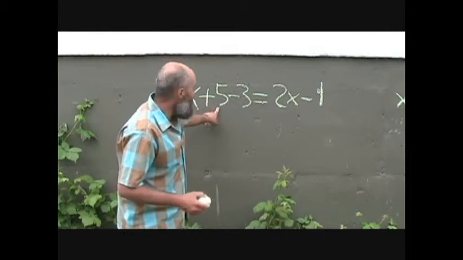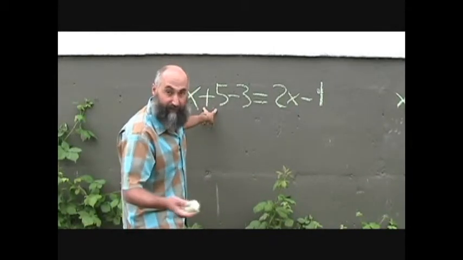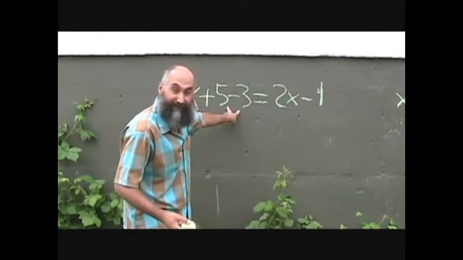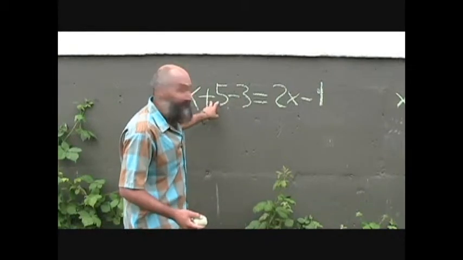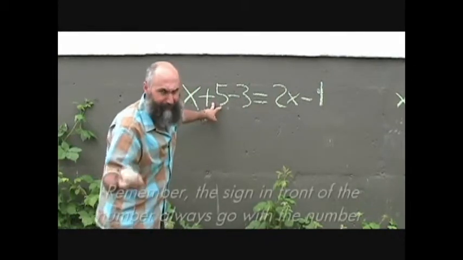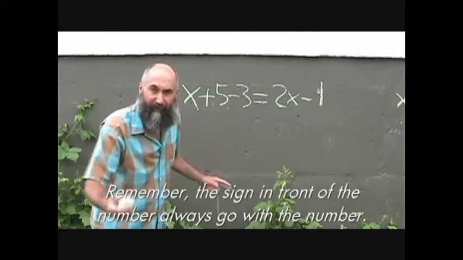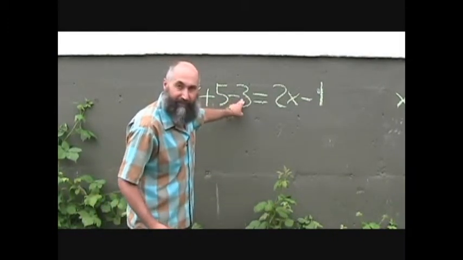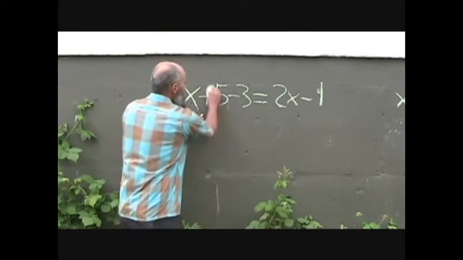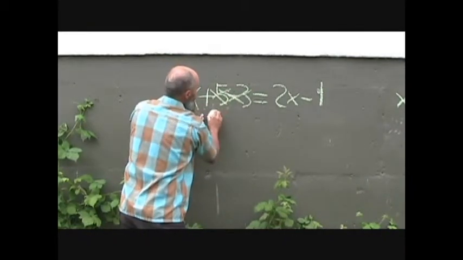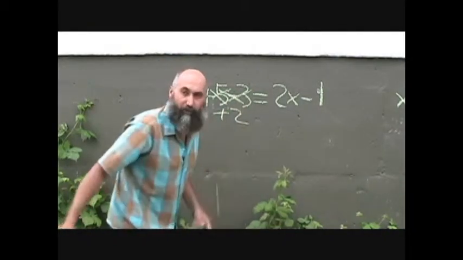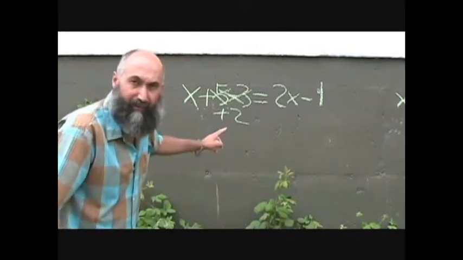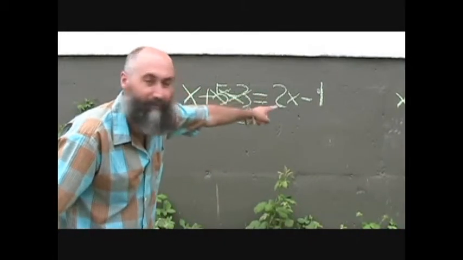X plus 5 minus 3. We can't combine these because they're not the same term, but we can definitely add these. The sign, as we said before in the first series, I think, the sign in front of the number always goes with the number, right? So that's a positive 5 minus 3, that gives you 2. So this sign, you can cross this out, it becomes plus 2. Right? So now you got x plus 2 is equal to 2x minus 1.